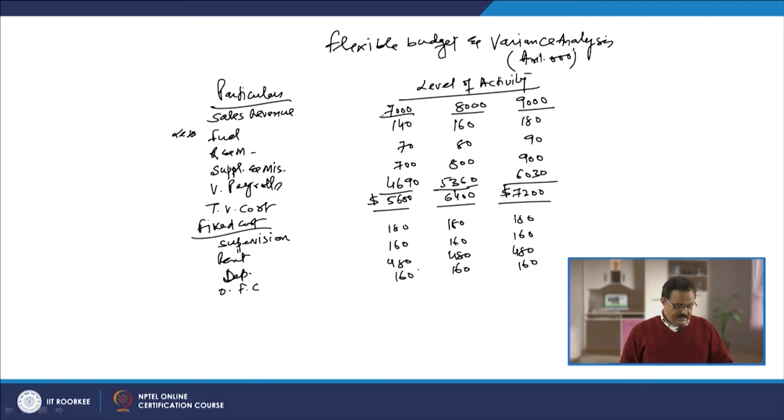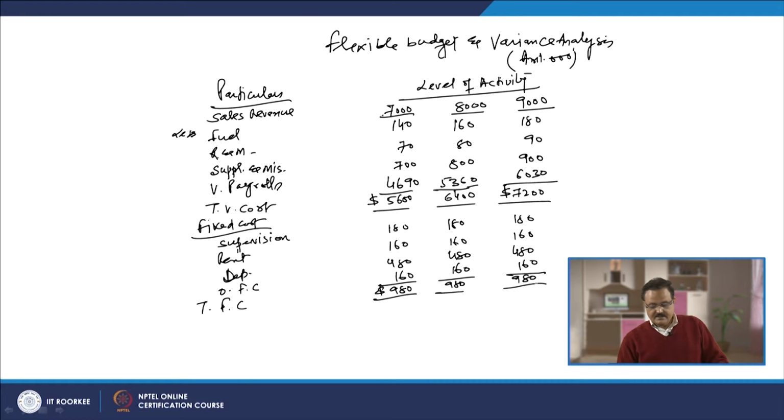Now, you calculate the total fixed cost. This is the total variable cost. Now, you calculate the total fixed cost. So, what is the total fixed cost? Total fixed cost here is how much? Total fixed cost if you take here is, this works out as $980,000, right. This is the fixed cost.